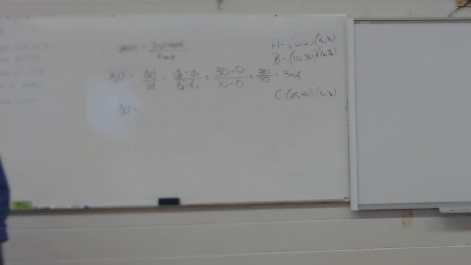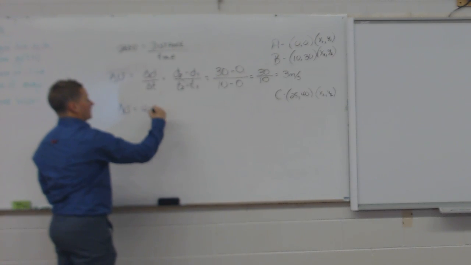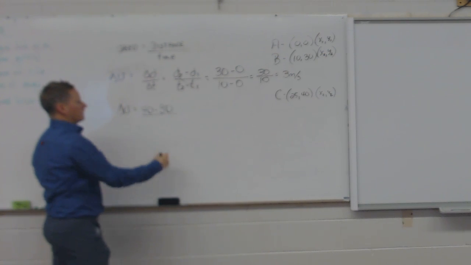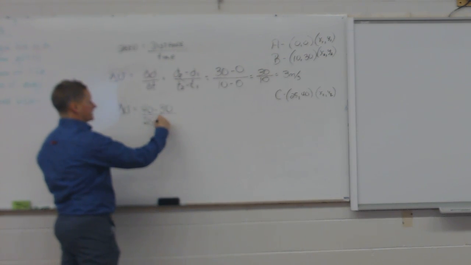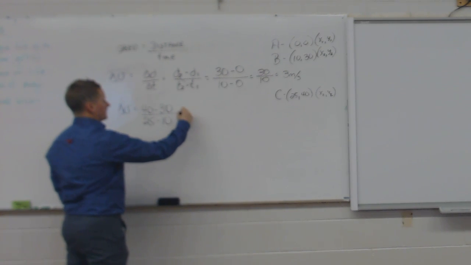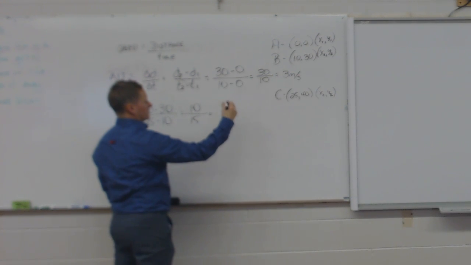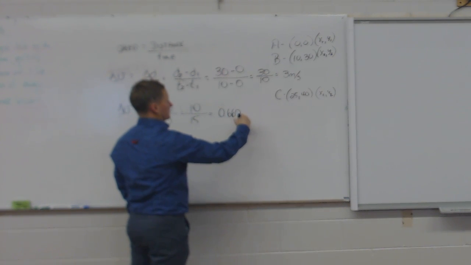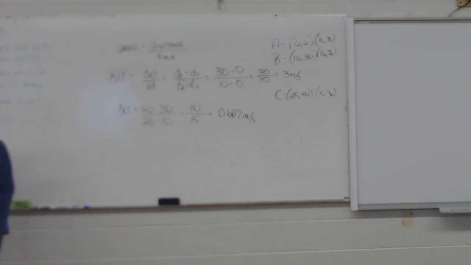So what's my y2? 40. What's my y1? Because I'm using B now. What's my x2? 25. 25 minus 10, which is equal to 10 over 15, which we'll just leave as, what is it, 2 over 3, so that'd be 0.667 meters per second approximately, right?